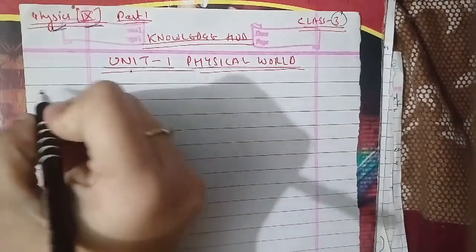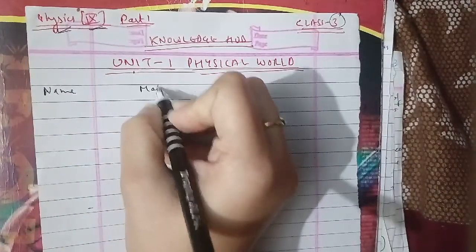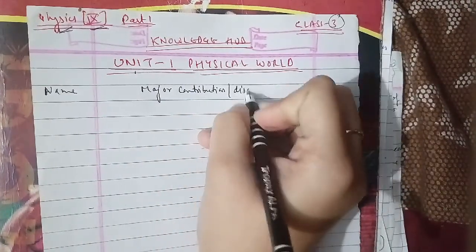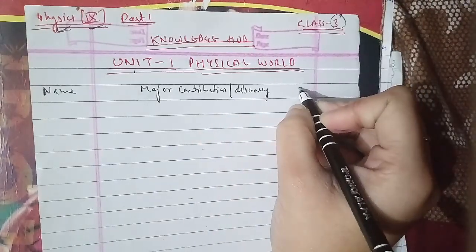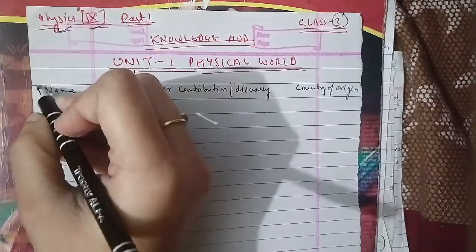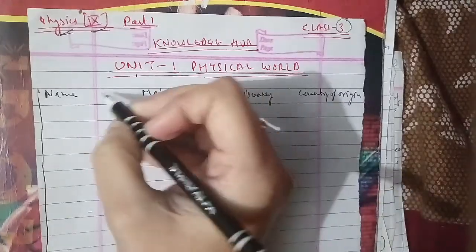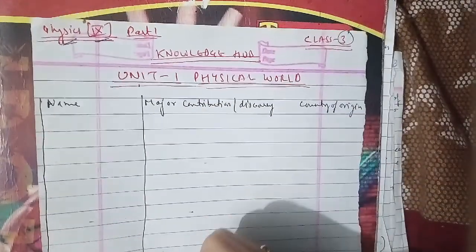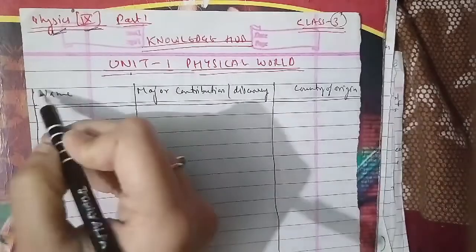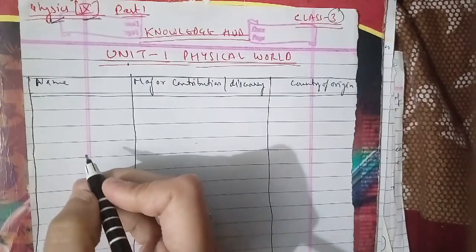So here we go, starting from the name. Then we have the major contribution or discovery, and then of course the country of origin. So we go for the same. In the last classes we discussed the list up to Niels Bohr.